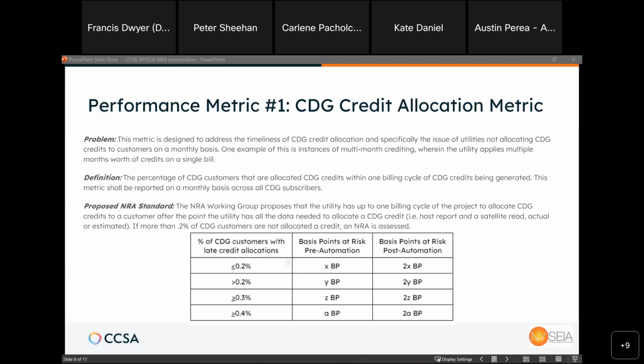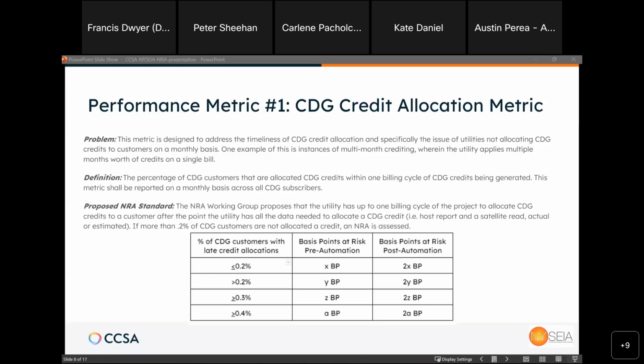So we want to develop this metric to track this. The definition is the percentage of CDG customers that are allocated CDG credits within one billing cycle of those CDG credits being generated. This is something that we would expect to be reported on a monthly basis across all CDG subscribers for a given utility. And so conceptually, a utility would be required to track, on an individual account level basis, whether or not a CDG customer was applied their credit in that given applicable time period. Very binary data and reporting tracking.